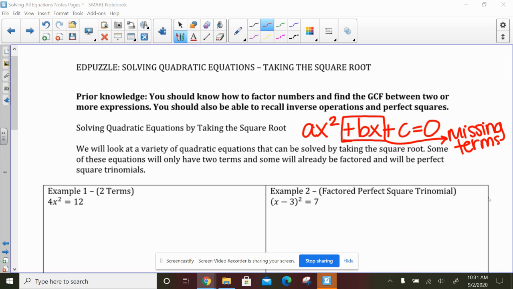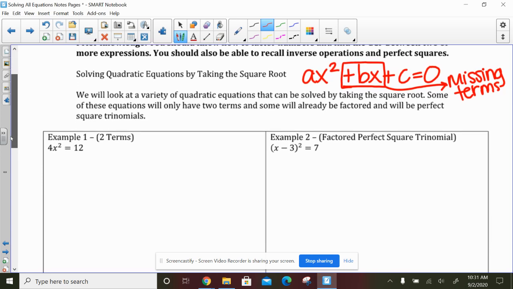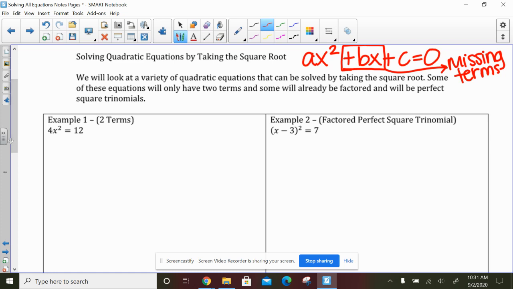So let's take a look at example 1. Okay, so this one has two terms. So you have your 4x squared and you have your c. That's your a and that's your c. So I'm missing that b value. So in order to solve these, you do not have to make these equal to 0. Okay, so I'm just going to make a note here. These do not have to equal 0.